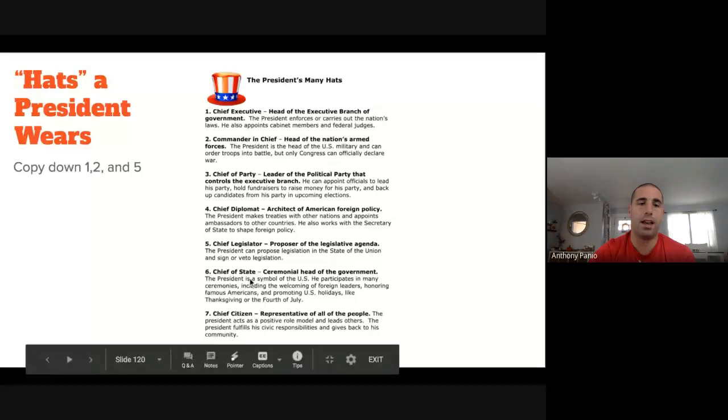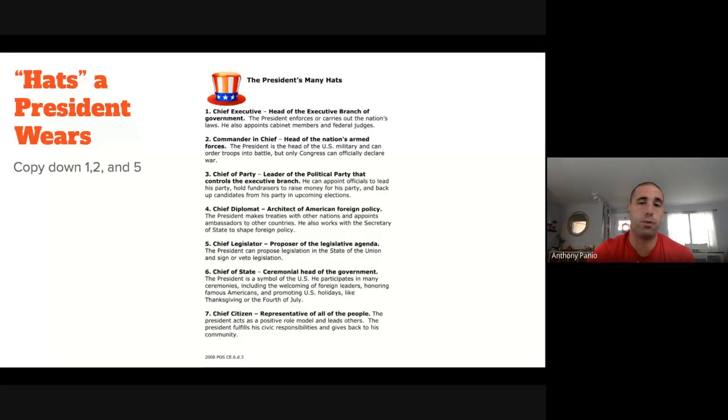So understand that they have different roles and different responsibilities. Okay? So the president has many different roles. That's why the job is so tough. The biggest one that comes up in the Regents by far is the word commander in chief. When there is a military situation, or whenever the military is used, or there's a dispute, or there's a war, the president's going to act as a commander in chief.